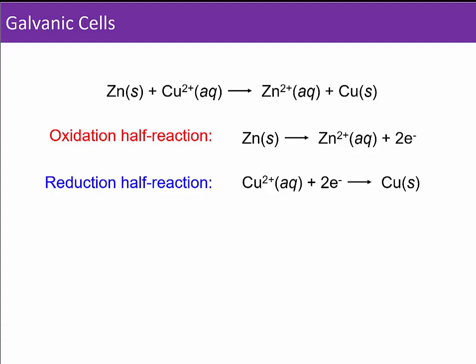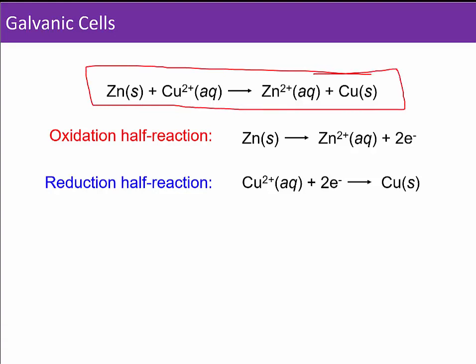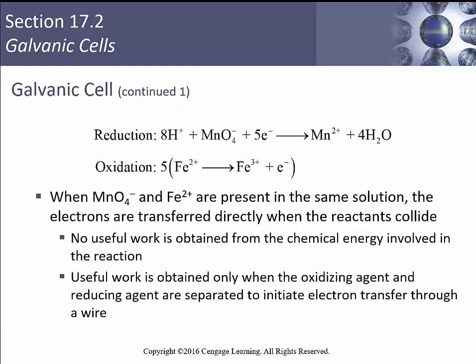So for our zinc and our copper, we've got these two half reactions. Right. And they're going to combine into this overall reaction that we've seen here. So that's the chemistry that's happening with this previously shown electrochemical cell. Right. So we got the two half reactions. One happens at the cathode, the other one happens at the anode. So let's look at another example.